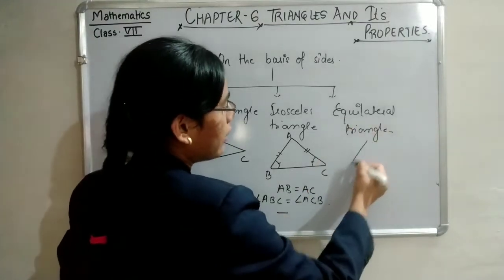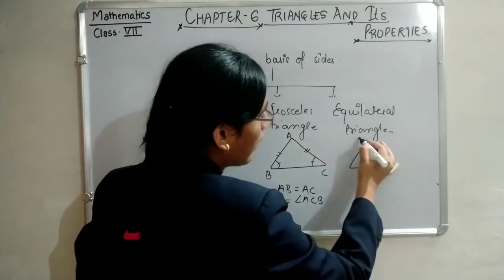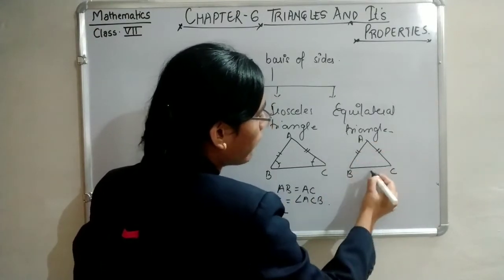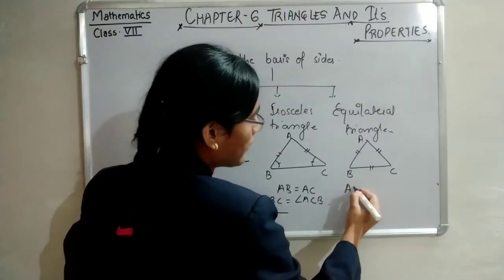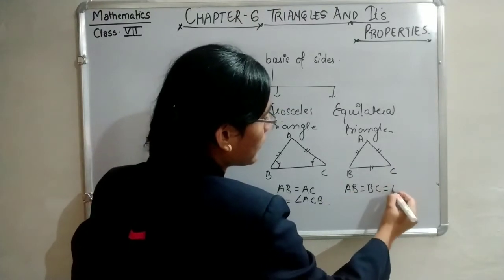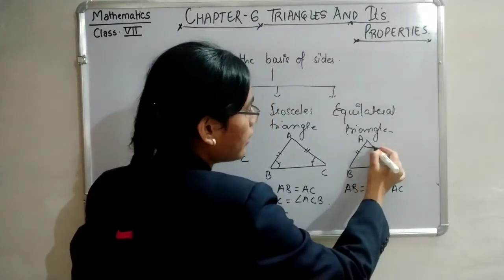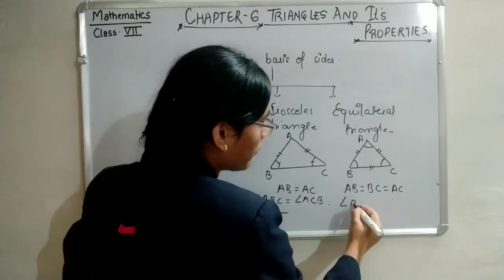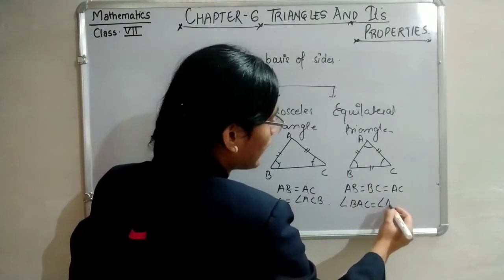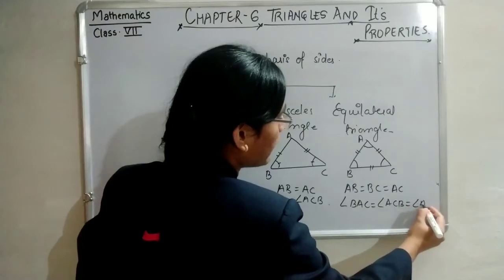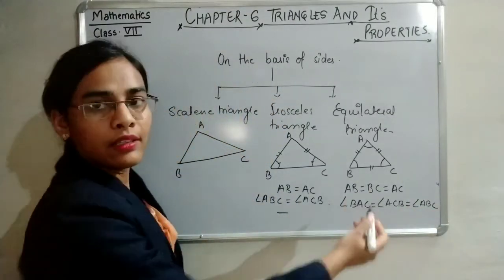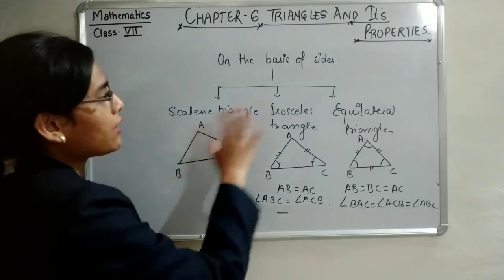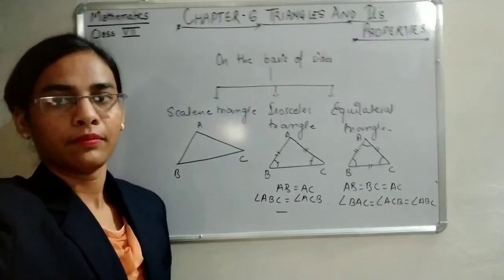Now, an equilateral triangle is a triangle in which all the three sides are equal. Suppose in this triangle ABC, we have all the three sides equal, that is, AB equals BC equals AC, and all the three angles equal. Then it is an equilateral triangle. Here, angle BAC is equal to angle ACB is equal to angle ABC. All the three angles as well as all the three sides of an equilateral triangle are equal. So this was the classification of triangles based on their sides.